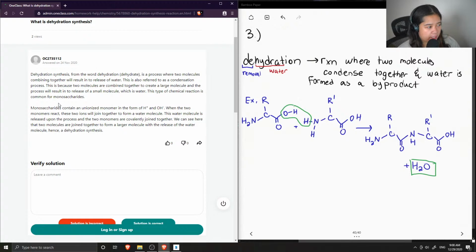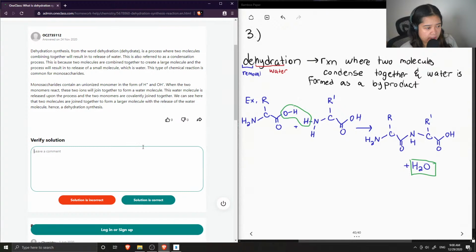This type of chemical reaction is common for monosaccharides. Monosaccharides contain an unionized monomer in the form of protons and hydroxide ions. When the two monomers react, these two ions will join together to form a water molecule. This water molecule is released upon the process, and the two monomers are covalently joined together. We can see here that two molecules are joined together to form a larger molecule with the release of water, hence a dehydration synthesis. Yep, so this solution is correct.